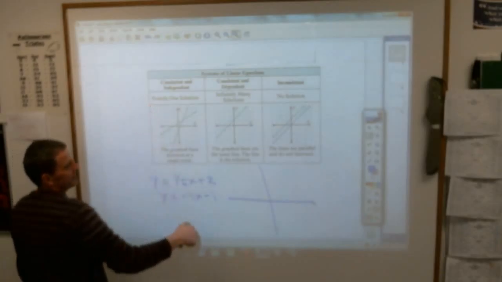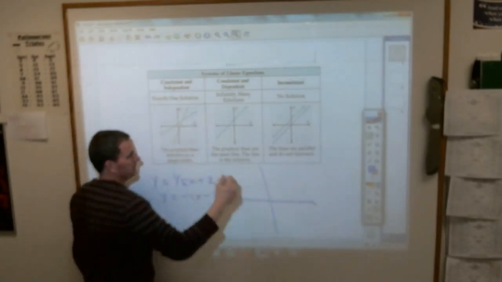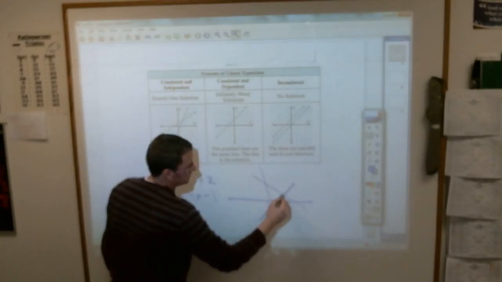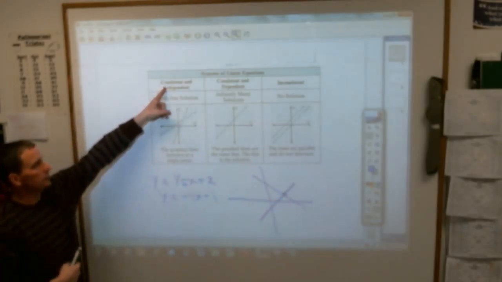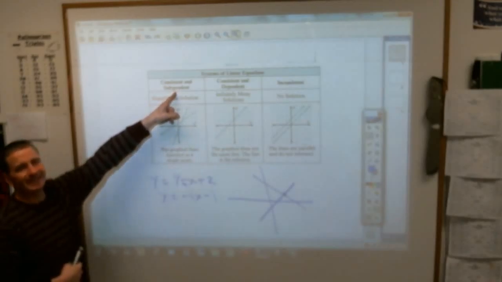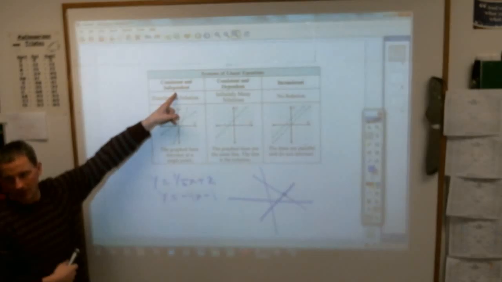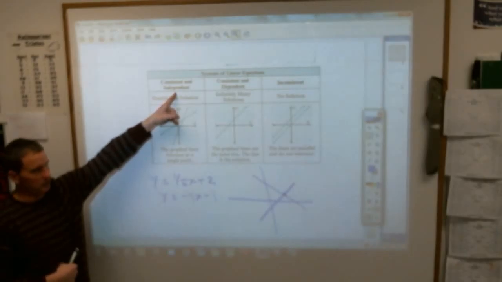One possibility is that when you graph those lines, they will cross at one single point. When that happens, it is called consistent and independent. Don't ask me why, but just know that that's what it is. That's why I gave you the notes, so you can look it up if the book or somebody asks you.